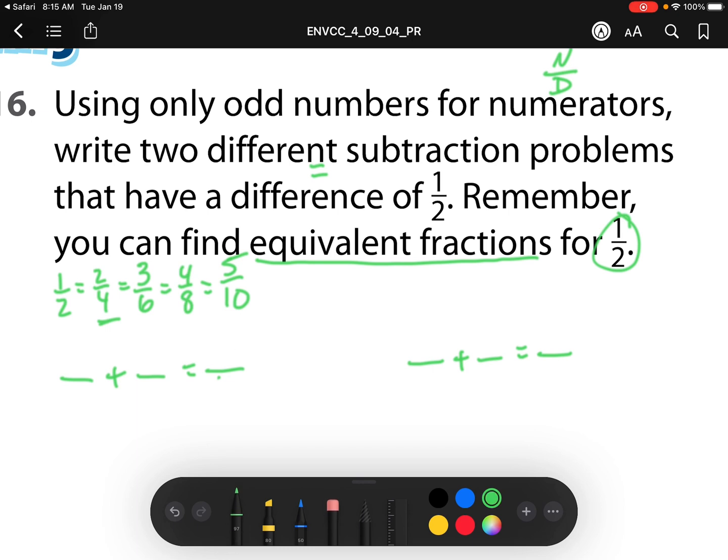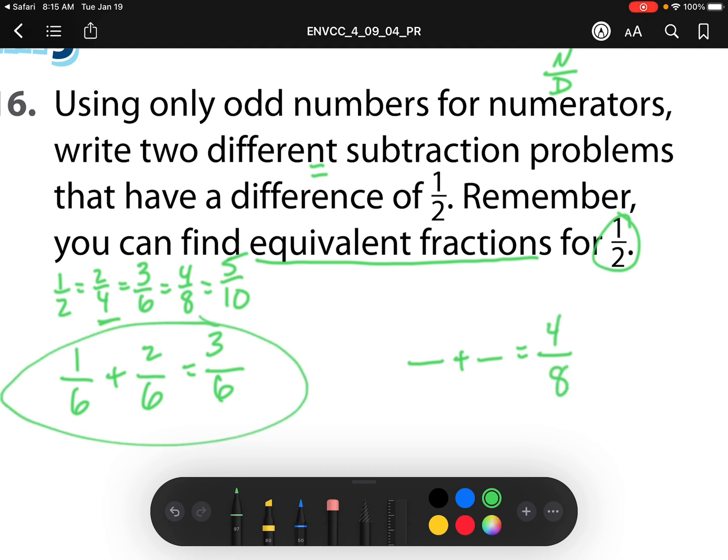So let's try 3/6. So how do we get 3? Well, 1 plus 2 equals 3. So that bottom number can be 6. And then that's one way. So what's another way? Well, here, let's just go to the next one, 4/8. So how do we get 4? Well, we can have 1 plus 3.